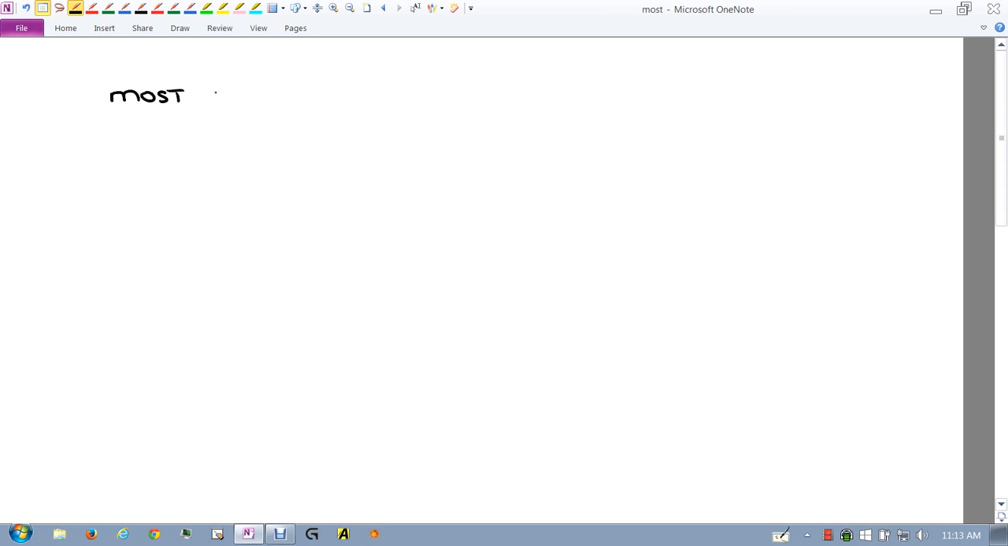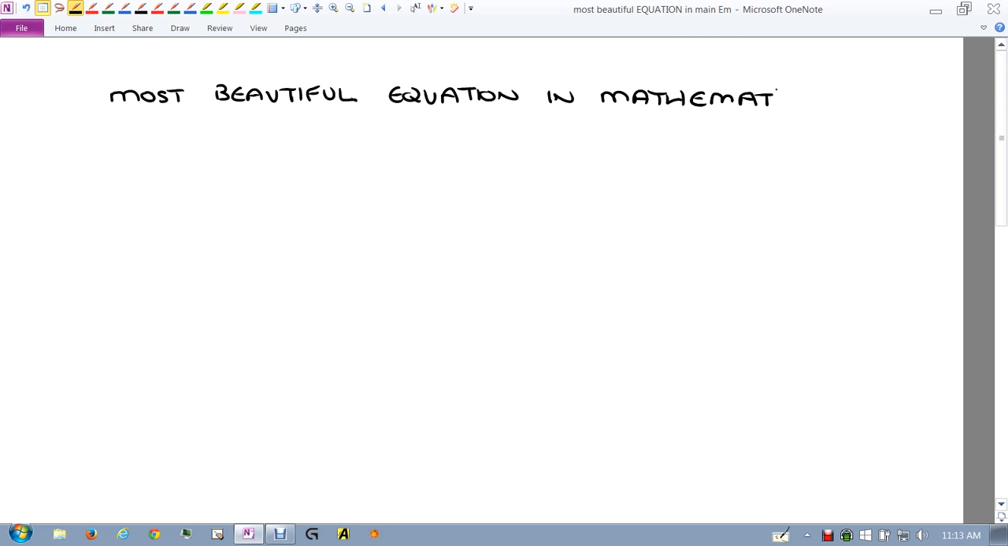It's a version of it. Most beautiful equation in math. I'm going to put a question mark next to that, all right? Here it is. e to the i pi plus 1 equals 0. How many of you have ever seen that before?